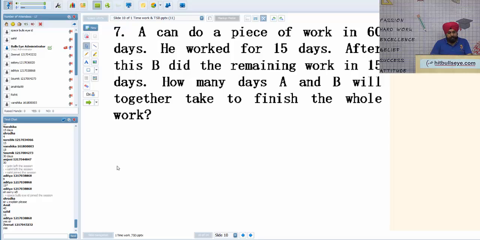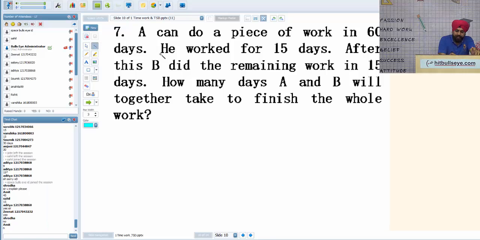Students, if I just say that this question you should have done without doing anything, it's an oral question, would you believe me? Yeah, it is. Students, just see what is happening. A worked for 15 days. Then B worked for 15 days. And students, guess what? The work is over. The work is over when A worked alone for 15 days and then B worked alone for 15 days.